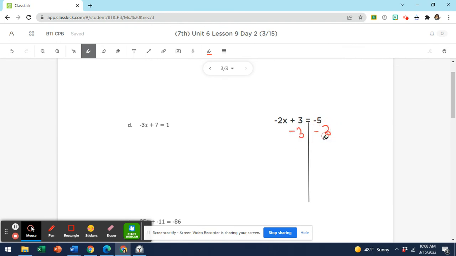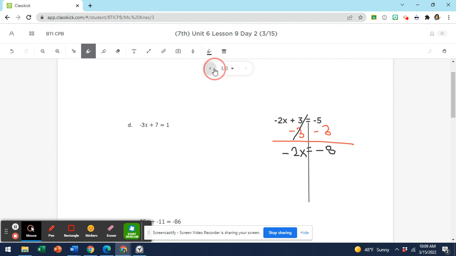And the reason is because if I take away the 3 from both sides, then I end up with only negative 2x left on the left side. That's all that's remaining because I took away 3. And of course, if I take away 3 from the left, I need to take away 3 from the right. And so I end up with negative 2x equals negative 8.